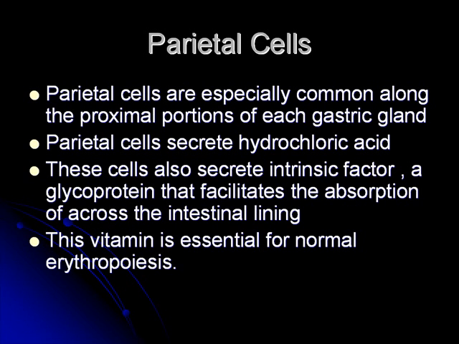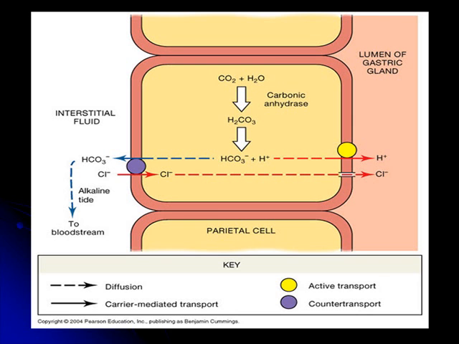Parietal cells are especially common along the proximal portion of each gastric gland. The parietal cells secrete hydrochloric acid. These cells also secrete intrinsic factor, a glycoprotein that facilitates the absorption of vitamin B12 across the intestinal lining. The vitamin is essential for normal erythropoiesis, or the manufacturing of red blood cells.